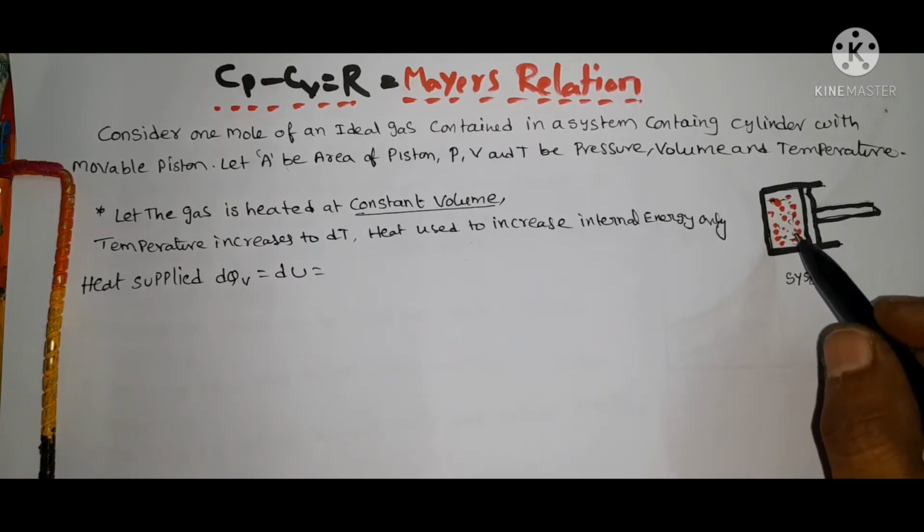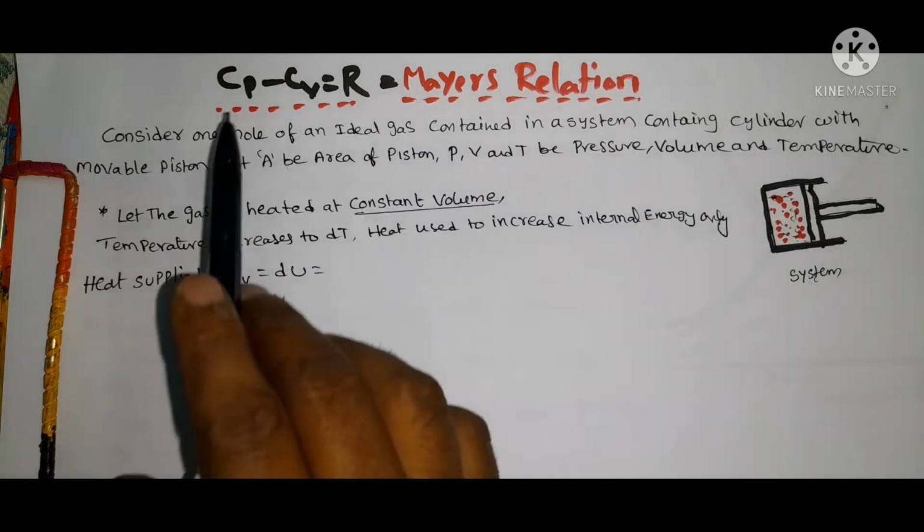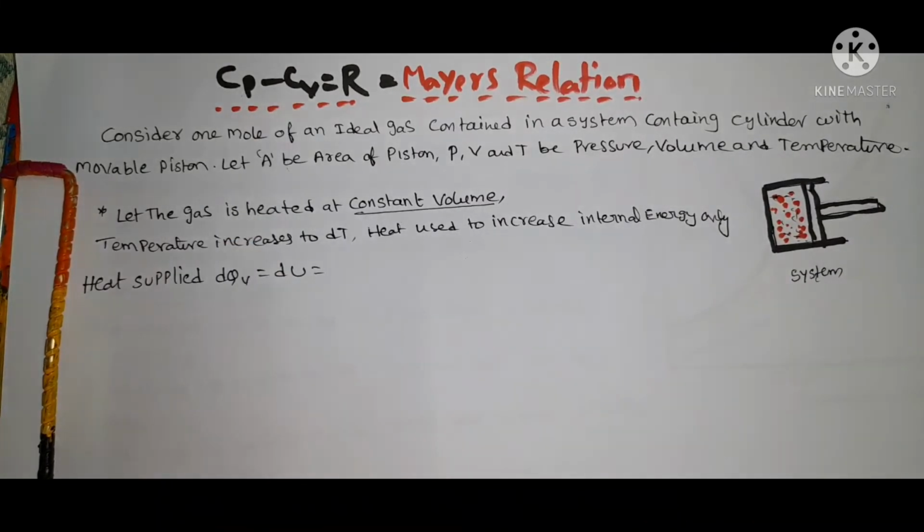So generally in this case you can get the definitions of Cp and Cv. How can you define Cp and Cv? Cp means specific heat at constant pressure. The definition is simple: at a constant pressure, the amount of heat required for 1 mole of a gas to raise its temperature through 1 Kelvin or 1 degree centigrade is called specific heat at constant pressure.